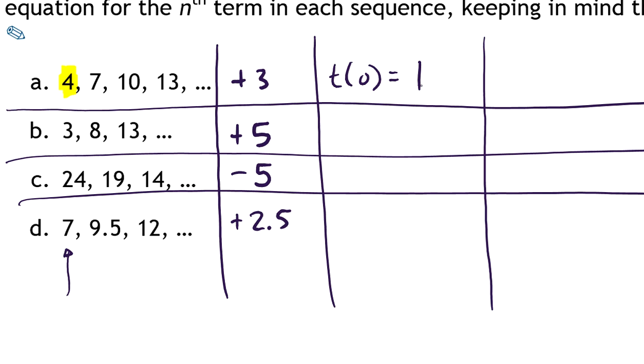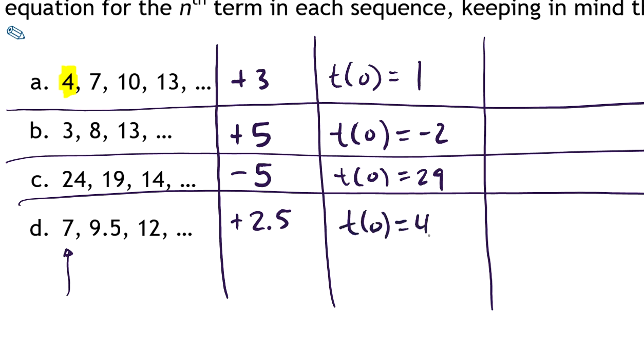For the second one, you can see I'm at 3. And if I back up by subtracting 5 from that, I get that the 0th term would have to be the number -2. For the one before that, to go forward, I'm subtracting 5. So if I want to back up for the 0th term, I'm going to add 5. So t at 0 would be 24 plus 5, which is 29. And then for the last one there, I'm at 7. And if I subtract 2.5, that would give me my 0th term at 4.5.